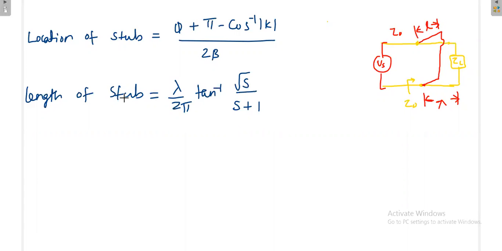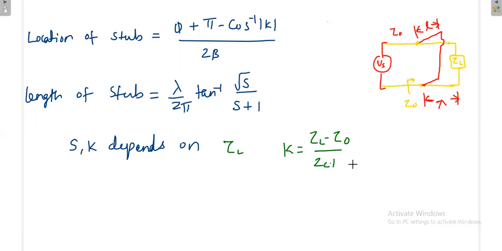Similarly, the length of the stub depends on the standing wave ratio, but the standing wave ratio again depends on the reflection coefficient. But this reflection coefficient and standing wave ratio depend on what? ZL, because S and K depend on ZL. Why? Because the formula is K equals ZL minus Z0 divided by ZL plus Z0, and S equals 1 plus mod K divided by 1 minus mod K.